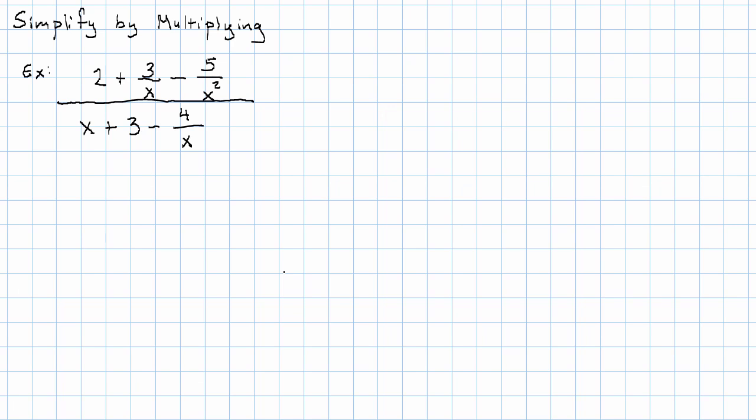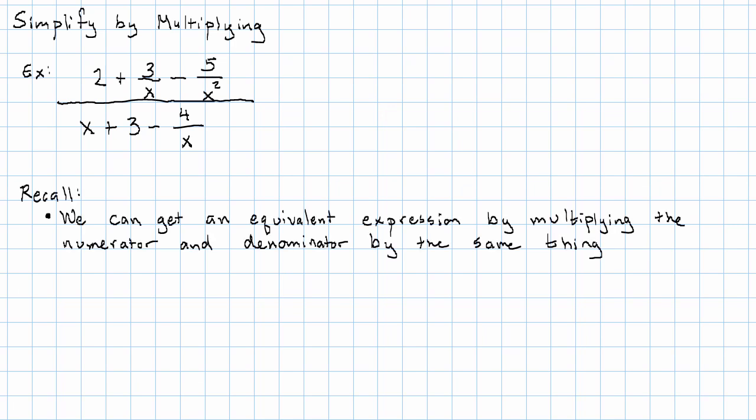Our second method is going to involve remembering, first, that we can always get an equivalent expression by multiplying the numerator and denominator by the same thing. For example, if we're just looking at fractions of numbers, right? If we have 2/3, we could multiply the numerator and denominator each by 7 if we liked, and get an equivalent fraction.